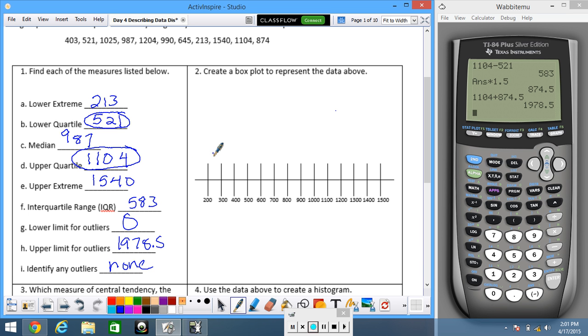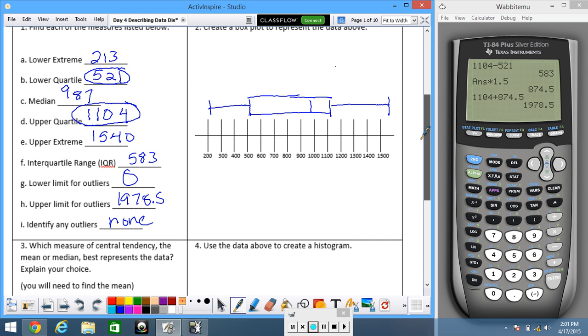So now to make my box plot, I'm going to plot the minimum. These are obviously going to be approximate. There's the minimum. Here is 500, a little past that, Q1. The median is here. Q3 is here, we'll say, and maybe it should be a little more over. And the maximum is at a little bit past 1,500. So there's my box plot.